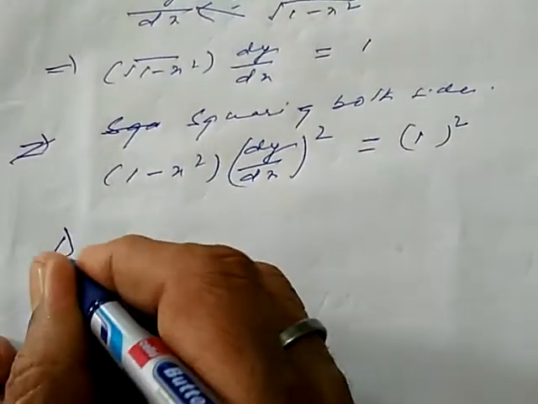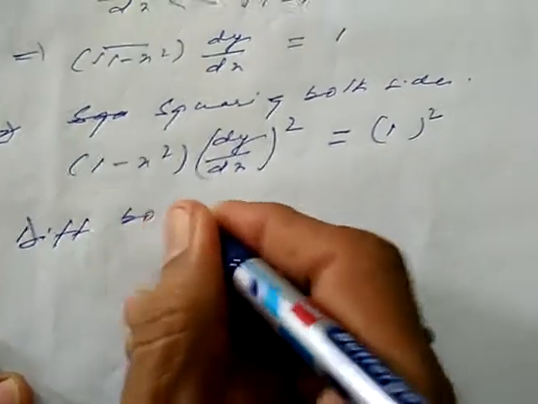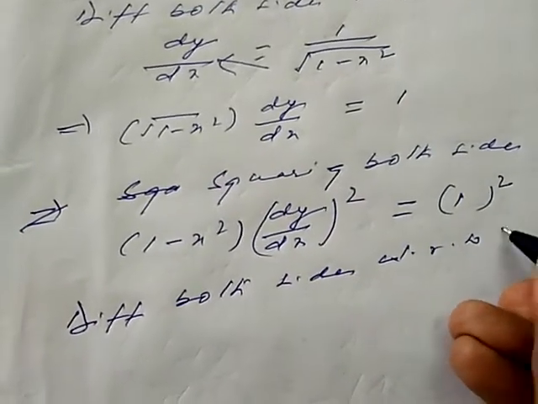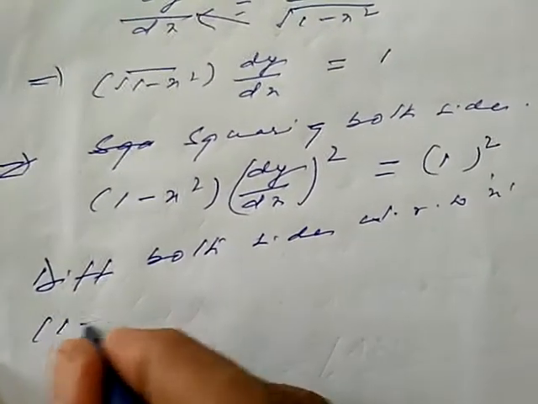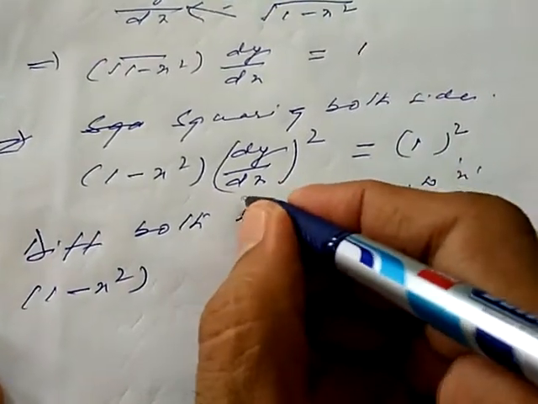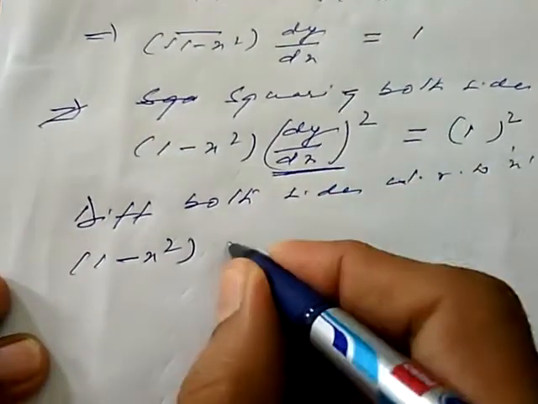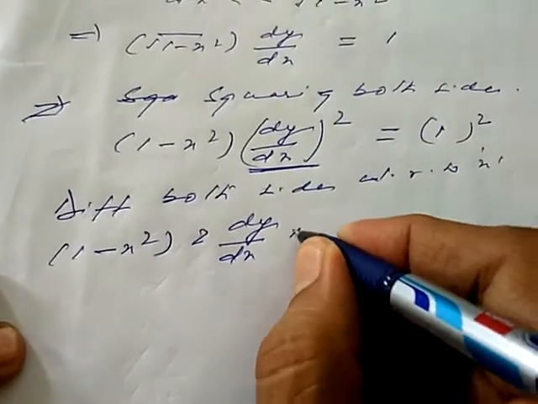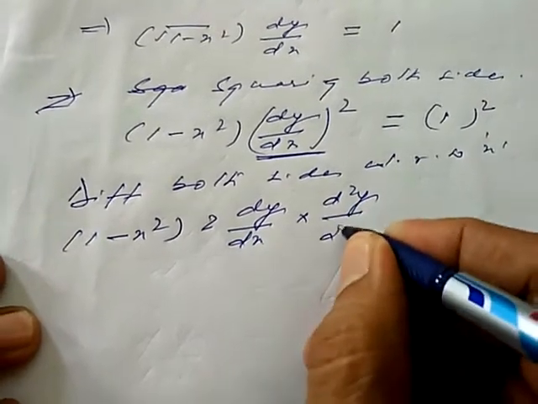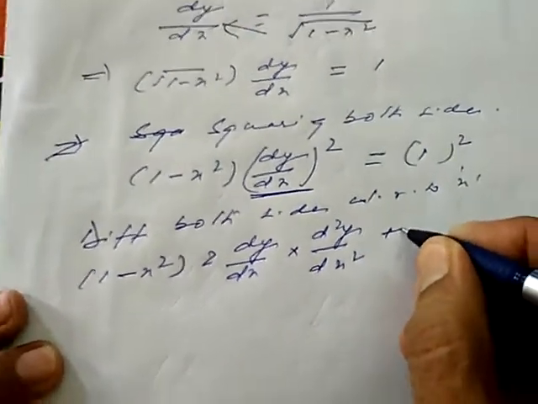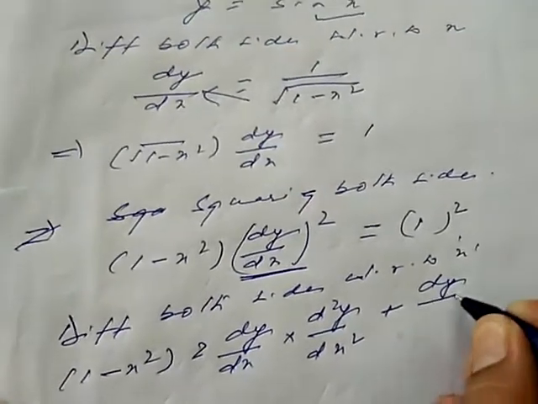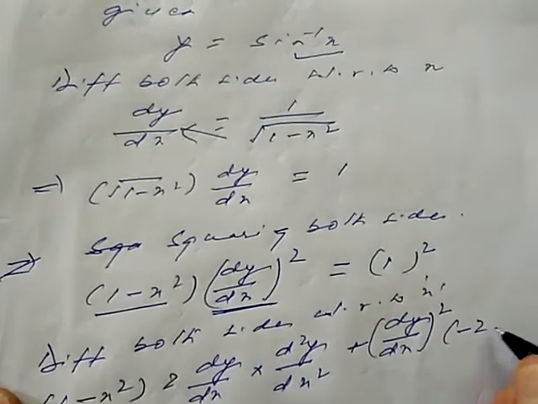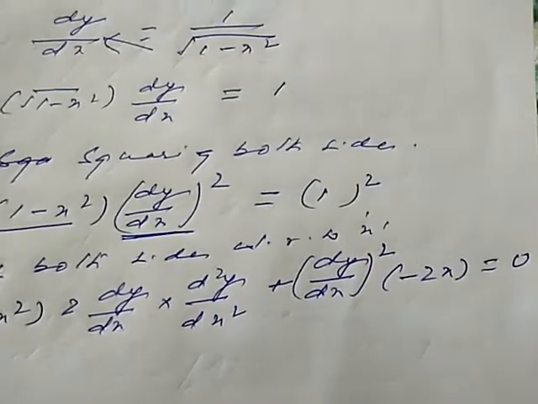So again I am differentiating both sides with respect to x. 1 minus x square I will take outside, and we will go for the derivative of this one. This will be 2 dy by dx, because we have to follow the chain rule here, and then d2y upon dx square. Further we will take plus sign there. We will take dy by dx whole square outside, and we will differentiate 1 minus x square, that is minus 2x, and the right side will be 0.